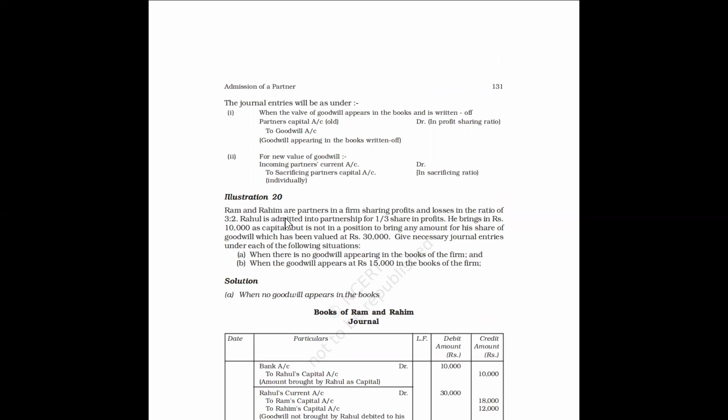See the next one. Ram and Rahim are partners in the firm sharing profit and loss in the ratio of 3:2. Rahul is admitted as a partner for a 1/3 share in profit. He brings in rupees 10,000 as his capital, but is not in a position to bring any amount for his share of goodwill, which has been valued at 30,000. Give necessary journal entries under each of the following situations. Situation A, when there is no goodwill appearing in the books of the firm. Second one, when the goodwill appears at 15,000 in the books of the firm.